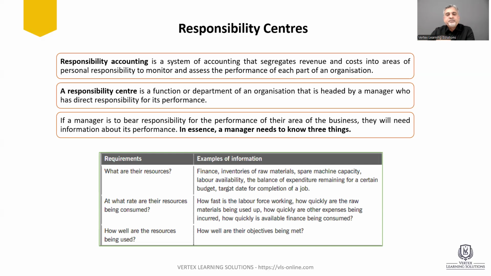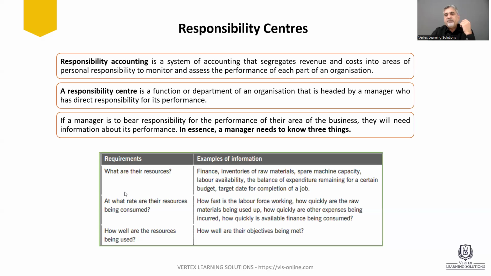The second question we always ask is at what rate are their resources being consumed, which means how fast is the labor force working, and how quickly are the raw materials being used up. And finally, they want to see how well the resources are being used, which means whether we are achieving the goals or targets or not. So these are the three common types of information we provide to the managers of responsibility centers.